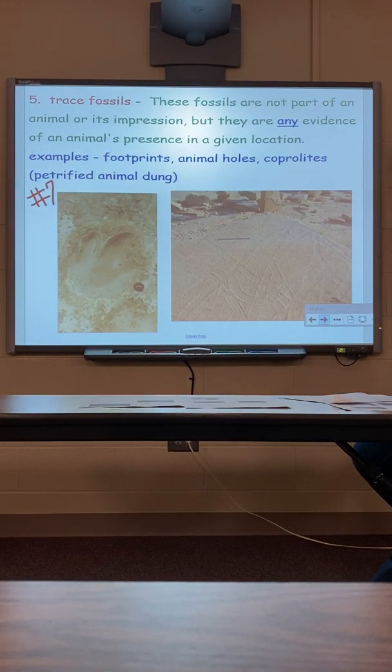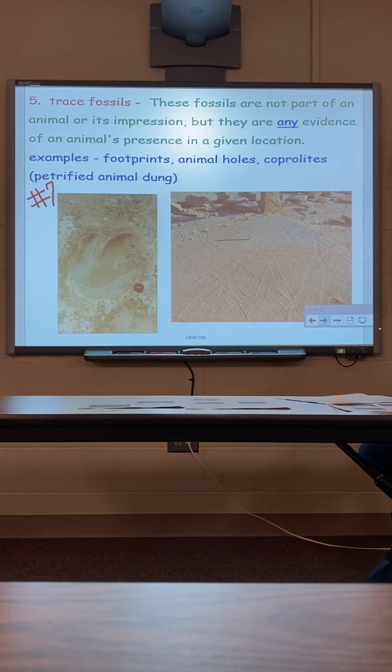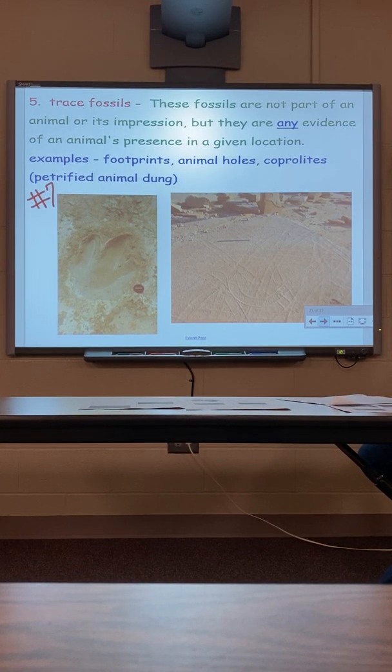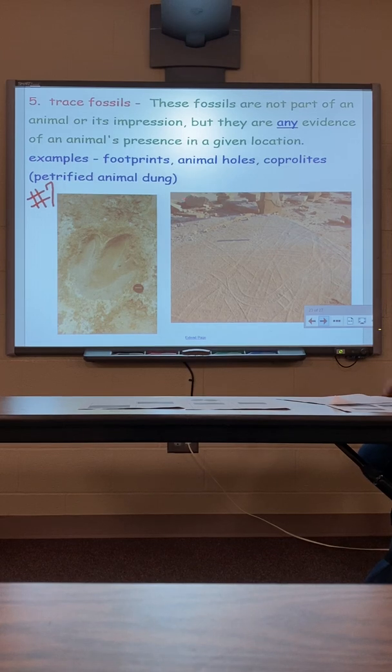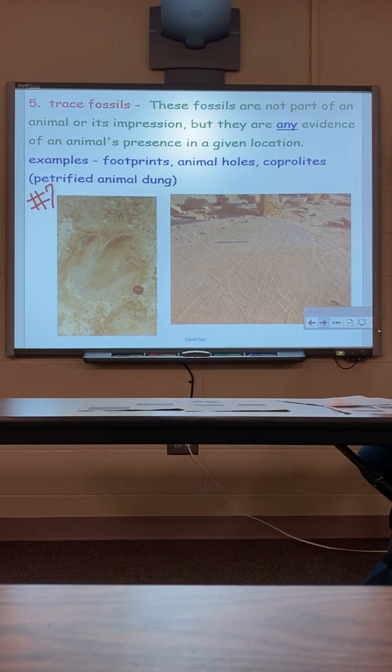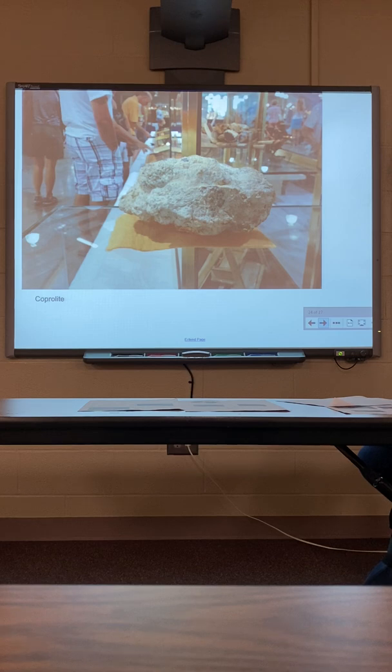Okay, and then the 5th type of rock-forming fossil are the trace fossils, and this is going to be number 7 on your study guide. These fossils are not part of an animal or its impression, but they are any evidence of an animal's presence in a given location. Examples would be dinosaur footprints, that's what I've got right here, animal holes, and something called a coprolite, which is a nice polite way of talking about a petrified animal poo. And I actually have a picture of that, a really big one too.